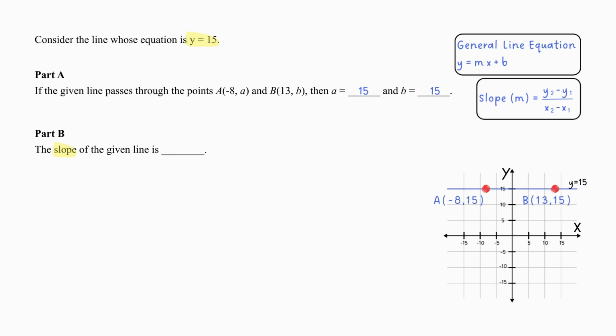We are going to use our 2 points from part A. Point A, (-8, 15), and point B, (13, 15). The slope formula is slope, or m, equals y2 minus y1 over x2 minus x1. 15 minus 15 over 13 minus -8 equals 0 over 21. Anytime you have 0 divided by a number, the answer is 0. Always remember that horizontal lines never change their y values, and they never have any steepness, or what is known as slope.